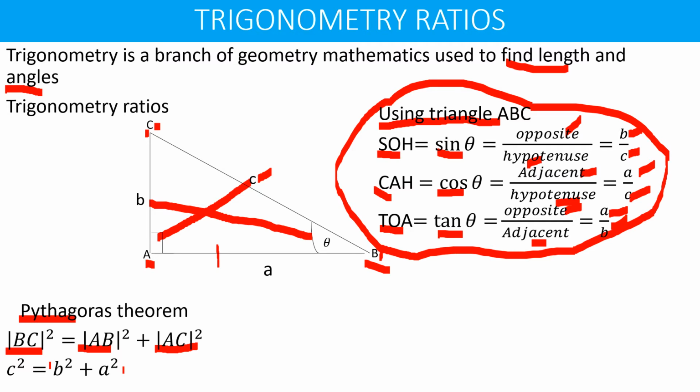Always identify the side given in the question, then ask yourself, what am I looking for? Then you know the trig ratio we are going to use. Okay, so let's look at how we can find distances.